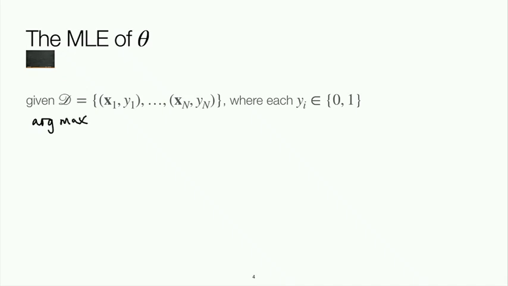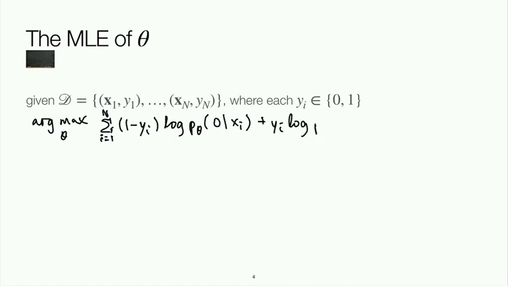So remember we have the MLE. Last time we started from a product of probabilities. This time I'm directly going to start from the sum of log probabilities, just to make things a little easier to work with. So the sum of what did we have last time? We have 1 minus yi times the log probability of 0 given xi, plus yi times the log probability, or predicted log probability, of 1 given xi.